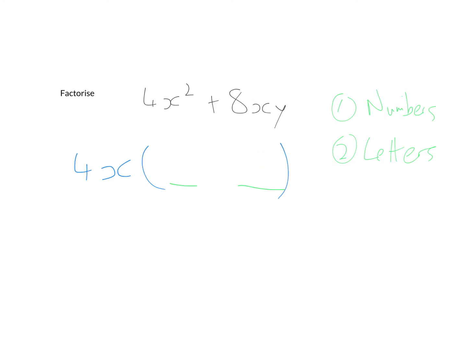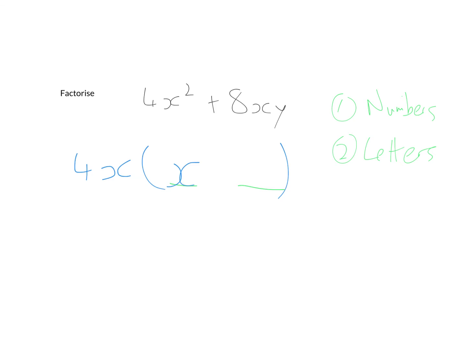So we can start thinking to ourselves then when we want to fill in the bracket. What do we have to multiply by 4x to give us 4x squared? Well, we already have the 4, so we just need to turn the x into an x squared. To do that, we will multiply it by an x. So 4 will stay as 4, and x times x will give us x squared. That means that 4x by x will give us 4x squared.